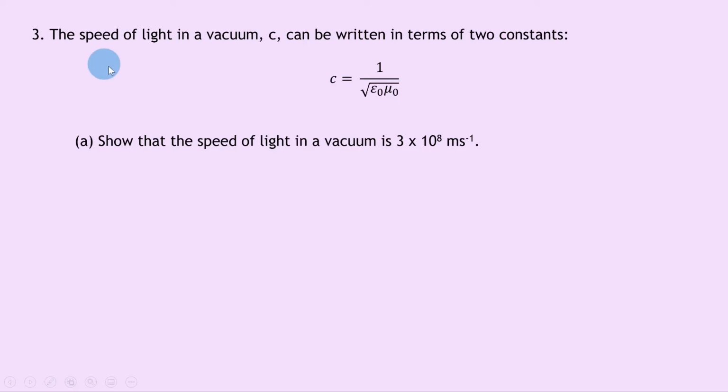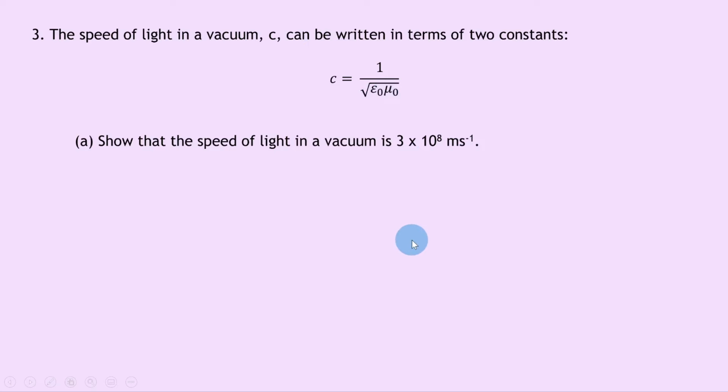Lastly, question 3 says that the speed of light in a vacuum c can be written in terms of 2 constants. c equals 1 over the square root of epsilon naught mu naught. Part A then says to show that the speed of light in a vacuum is 3 times 10 to the 8 meters per second. So we can use this equation to do that.